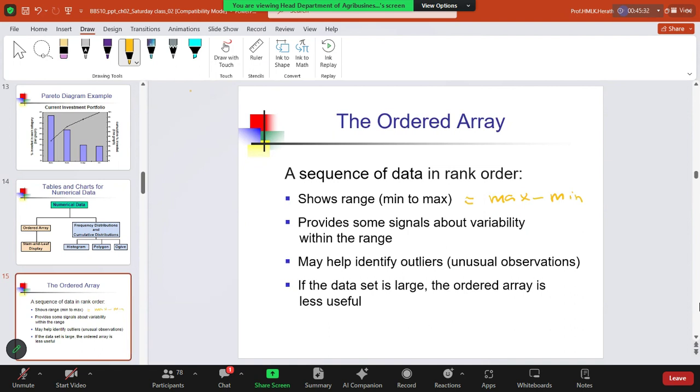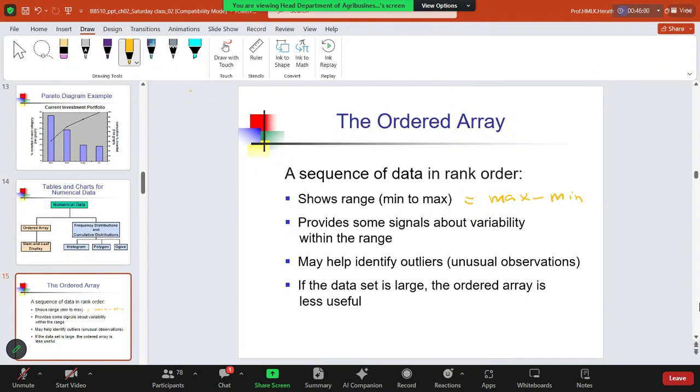This provides some signals about the variability of the data, and it helps to identify outliers. Outliers are the unusual observations, which are very much away from your other data. If the data set is large, the ordered array is not that helpful. The ordered array would be helpful for small sets of data.